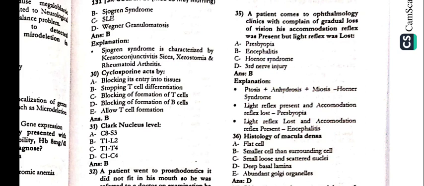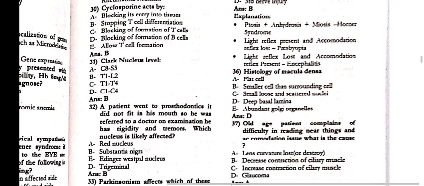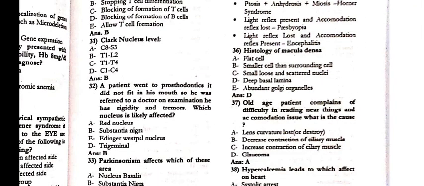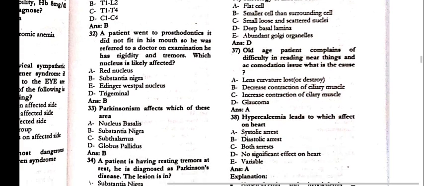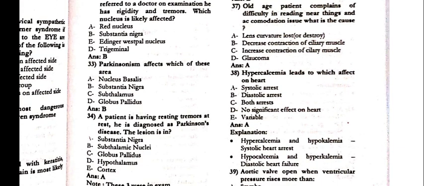That is the encephalitis. Next, 36, the histology of the macula densa: deep basal lamina. 37, an old age patient complains of difficulty in reading near things, an accommodation issue. What is the cause? That is the lens curvature lost. 38, hypocalcemia has which effect on the heart?